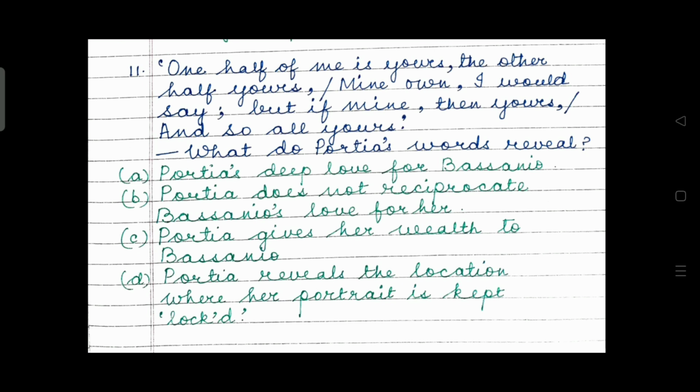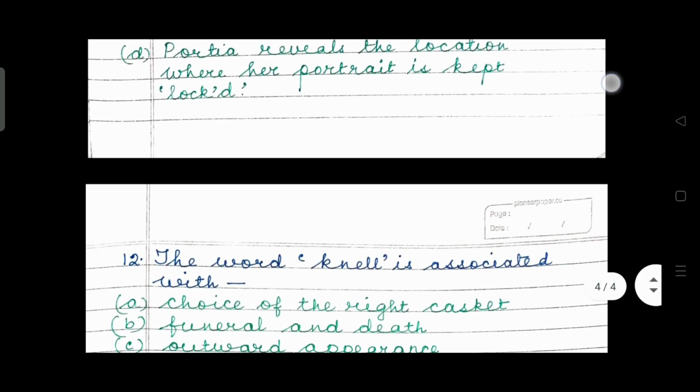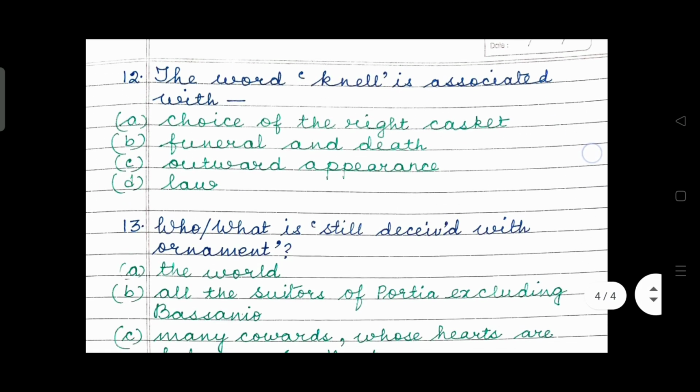Question 11. "One half of me is yours, the other half yours. Mine own, I would say, but if mine, then yours, and so all yours." What do Portia's words reveal? Portia's deep love for Bassanio. Portia does not reciprocate Bassanio's love for her. Portia gives her wealth to Bassanio. Portia reveals the location where her portrait is kept locked. Option A, Portia's deep love for Bassanio, is the right answer. Put a tick mark. Next, 12.